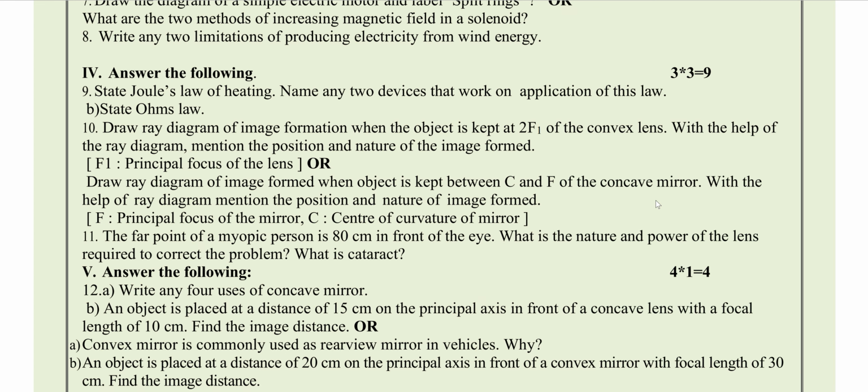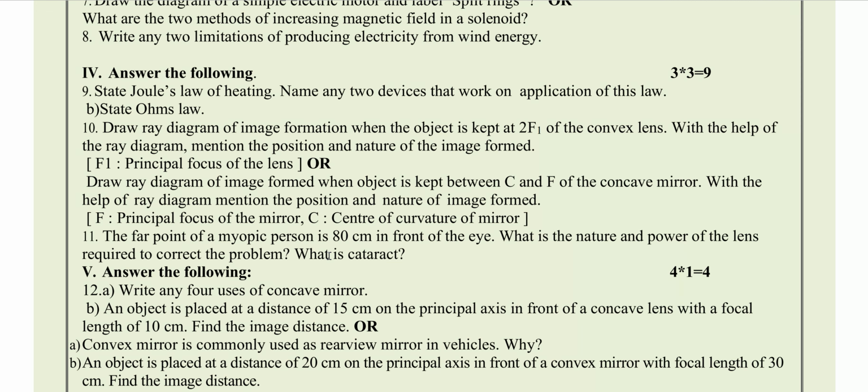The far point of a myopic person is 80 centimeter in front of the eye. The far point. Understood? So, can you tell me the far point? What is the far point? Infinity. Very good. What is the near point? 25 centimeter. Near point is 25 centimeter. Far point is infinity. Very good. The far point of a myopic eye is 80 centimeter in front of the eye. What is the nature and power of the lens required to correct the problem, and what is cataract?